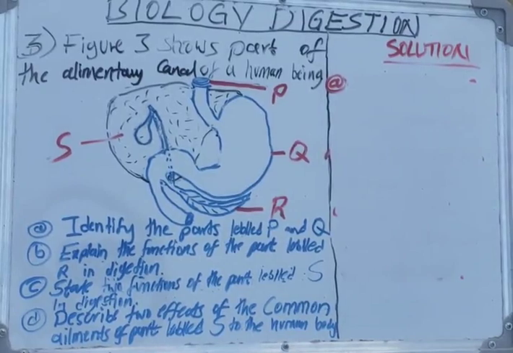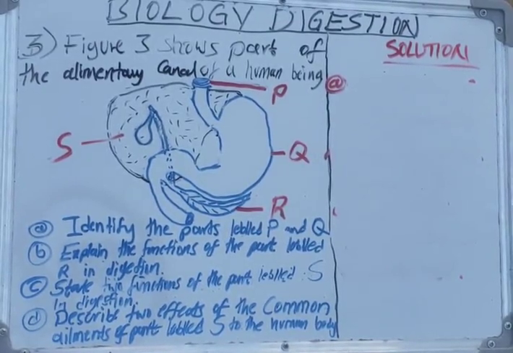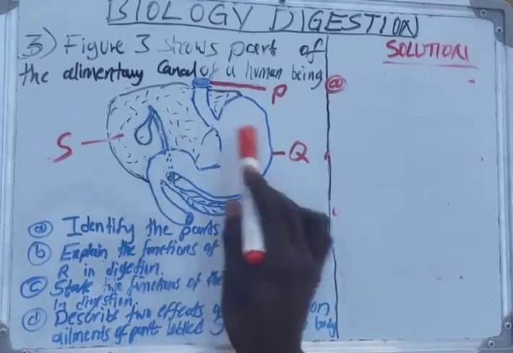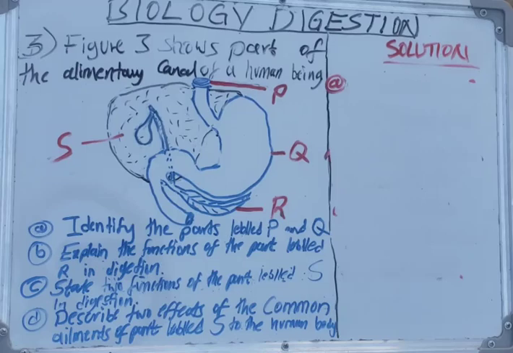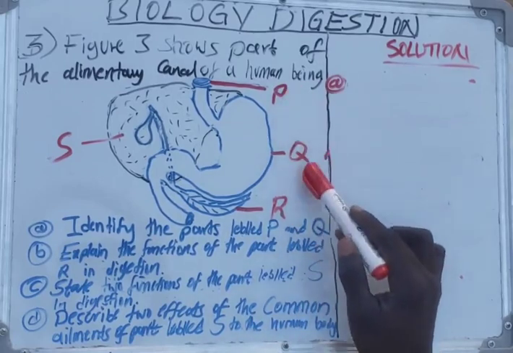Today I'm going to answer Biology 2022 Digestion. This question in 2022 came on number 3, and it reads: Figure 3 shows part of the alimentary canal of a human being. This figure shows just a part of the alimentary canal, and don't forget that the alimentary canal is the tube which runs from the mouth up to the anus. We have different parts: P, Q, R, and S.